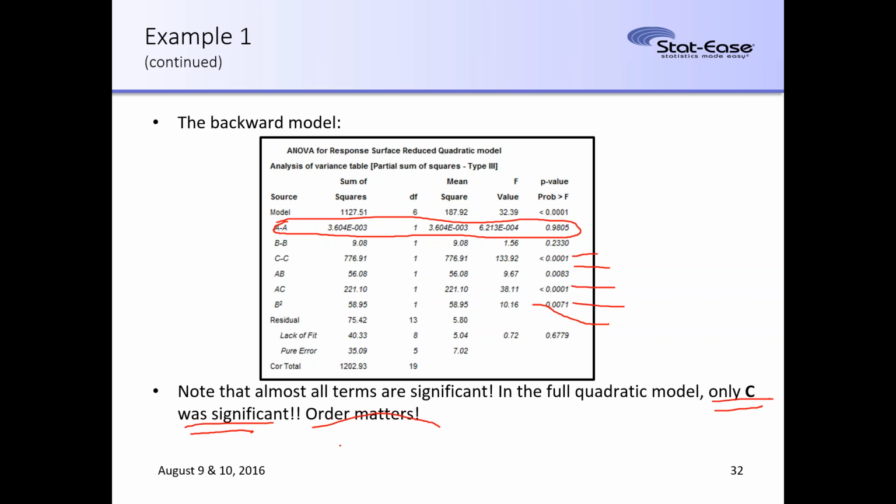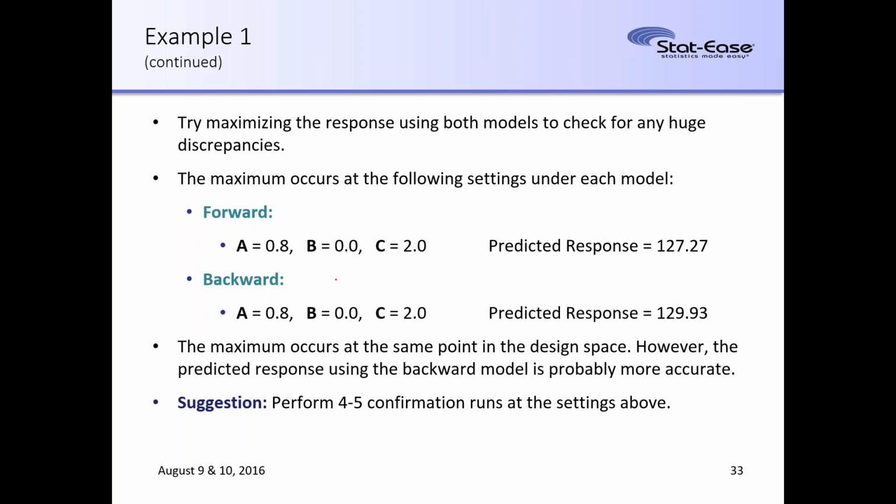Now in a factorial design or a very nice RSM where you have no restrictions on your design space, most methods will probably give you somewhat similar answers, but here we got completely different answers. So what I would suggest, whatever your optimization is, is to try to actually optimize using both models and check to make sure that there isn't a huge discrepancy.